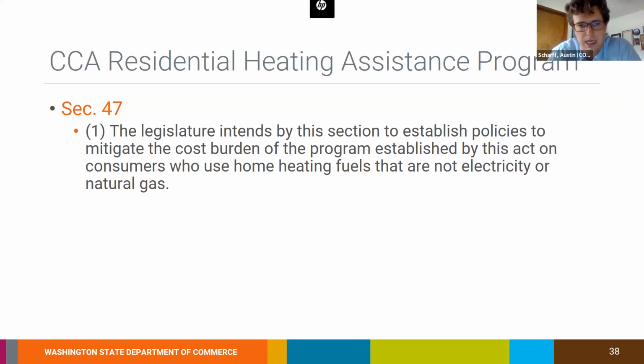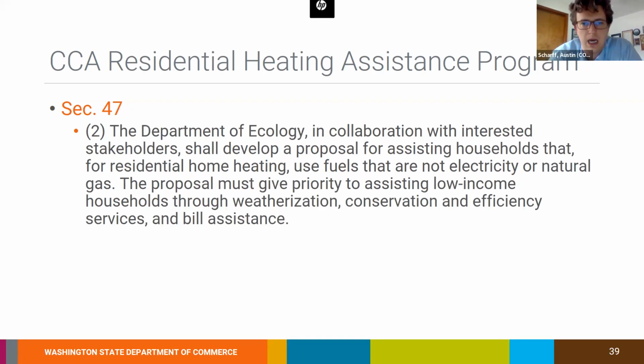Again, for the purposes of capturing everything in the Climate Commitment Act, there is a section 47 of that law, and the legislature here directs or states its intent to establish policies that will mitigate the cost burden of the CCA for homes using heating oils and not electricity or natural gas. It instructs the Department of Ecology, in collaboration with stakeholders, to develop a proposal for assisting households with residential home heating. And the priority must be for low-income households through weatherization, conservation efficiency, and bill assistance.